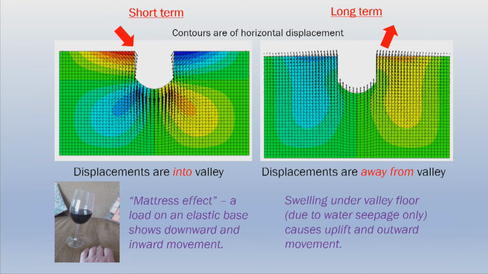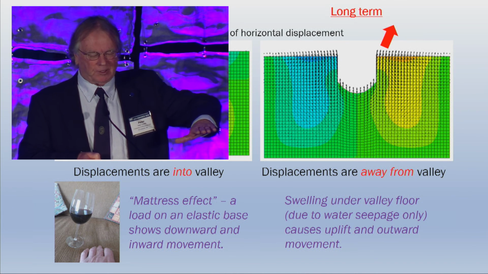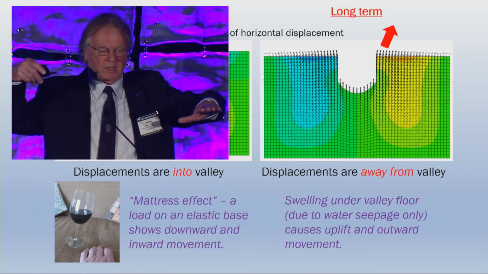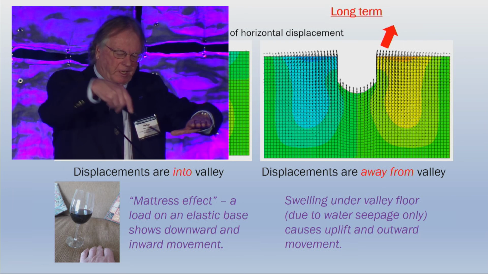So there are two time scales. First of all, in the short term, when we add the load, within a matter of seconds, basically, the rock deforms and you get these horizontal displacements, and vertical displacements. It's actually inwards. And this is what I call, I've coined the term, a mattress effect, because if you push down on a mattress, you find that the displacements go down and they go inwards.